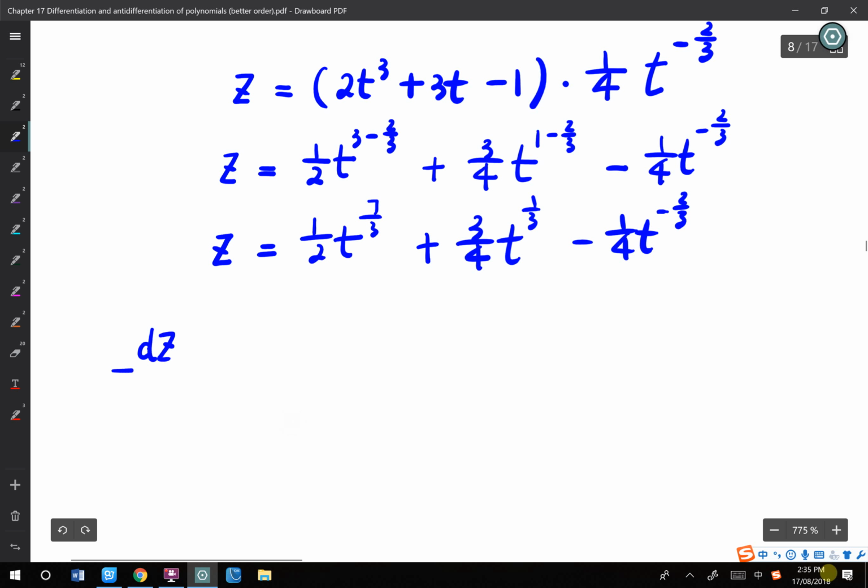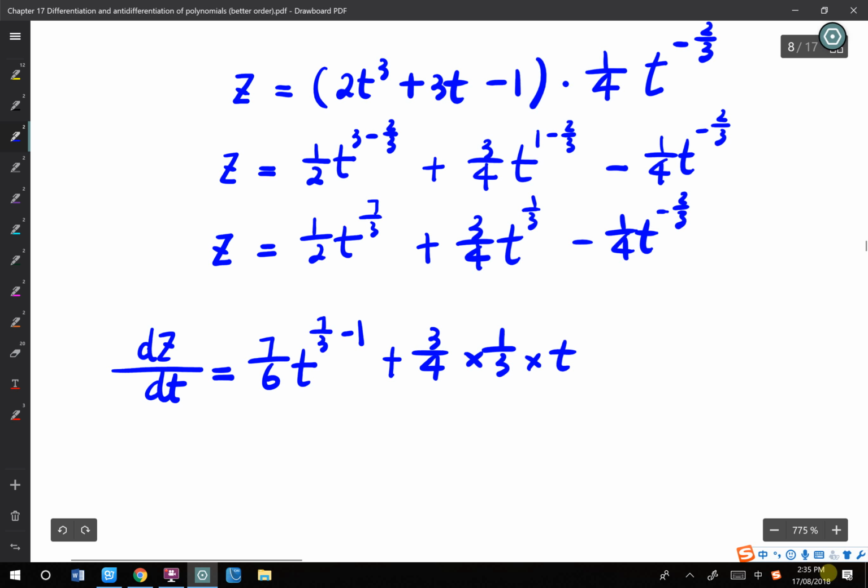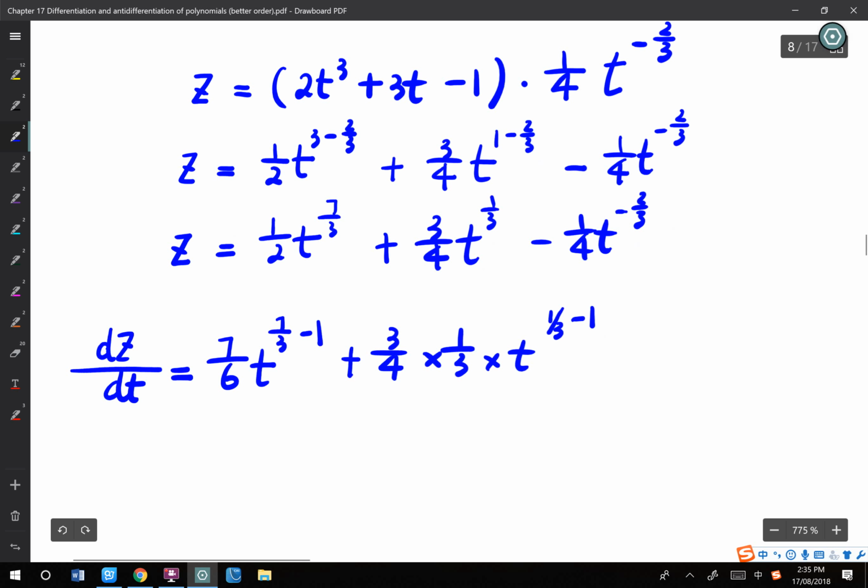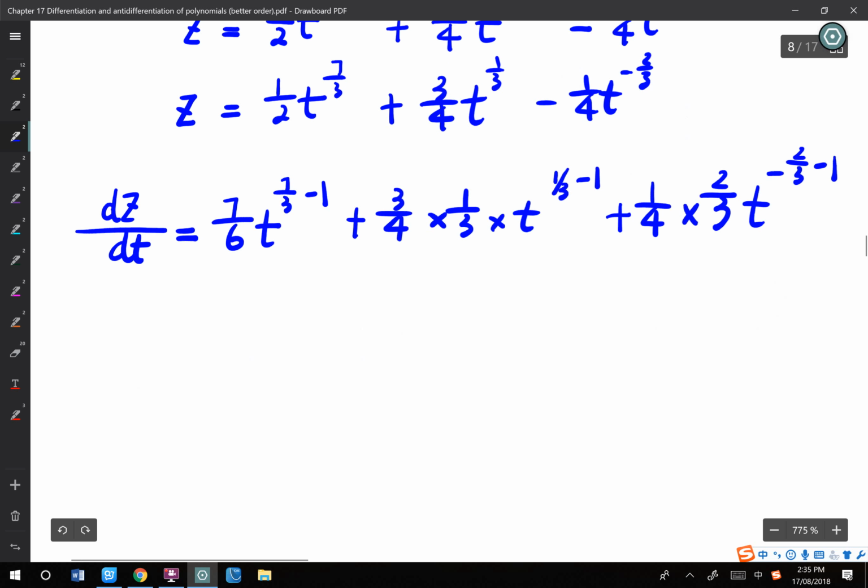So now is a good form to diff it. So we have dz dt. Okay, the notation is dz dt. dz dt equals 7 on 6 t to the power of 7 over 3 minus 1, plus 3/4 times a third times t to the power of a third minus 1. And then the minus and minus becomes plus, 1/4 times 2 over 3 t to the power of negative 2 over 3, and then further minus 1.